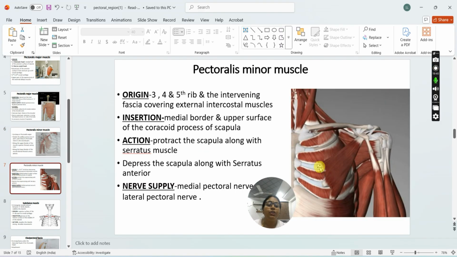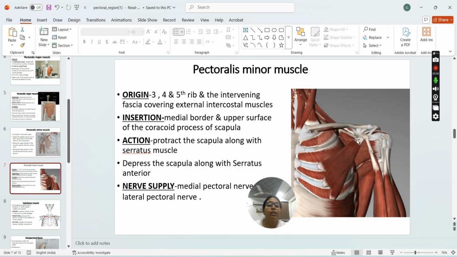Yeah, we talked about the origin. It arises from the third, fourth and fifth ribs and goes and inserts into the coracoid process, the medial border and the superior surface of the coracoid process. What does it do? It helps you to protract the scapula.